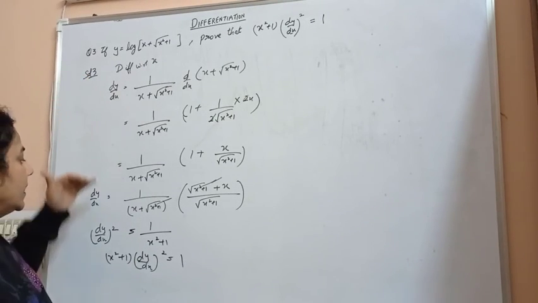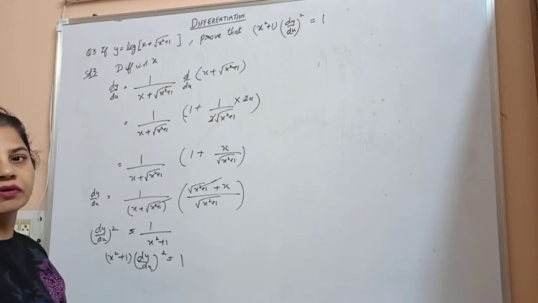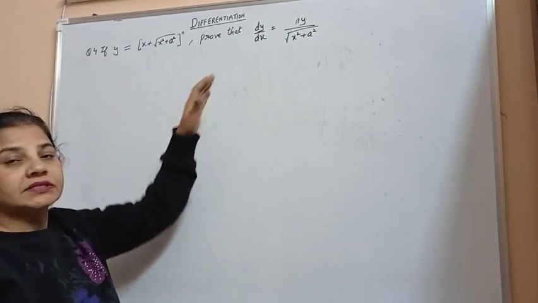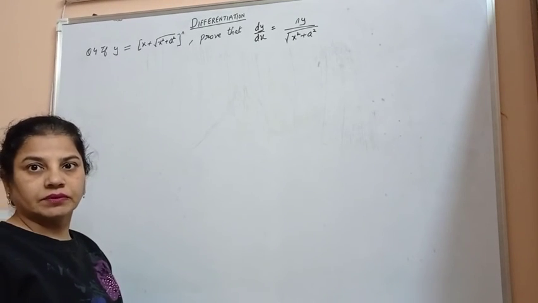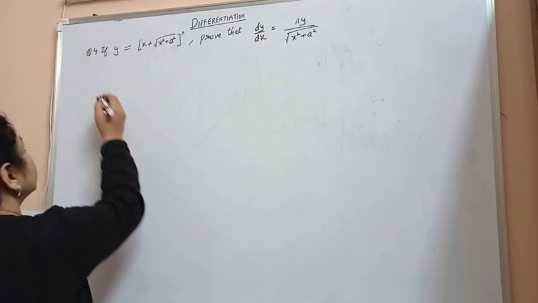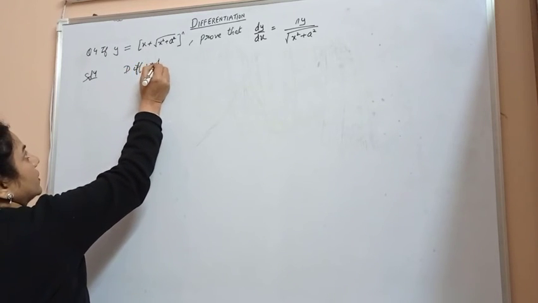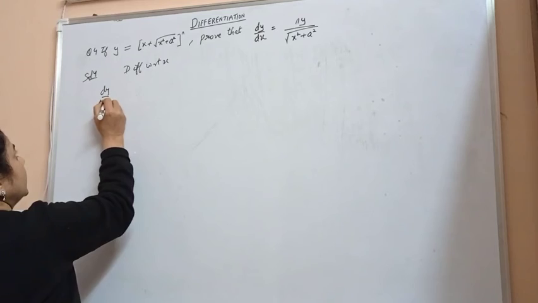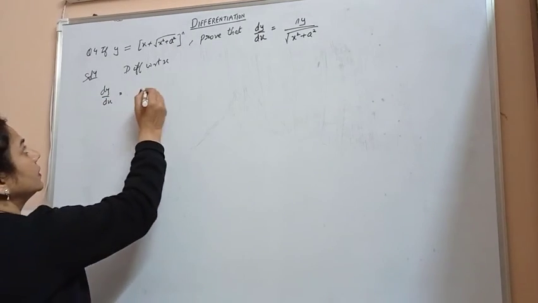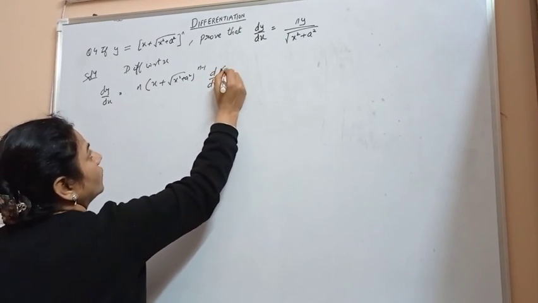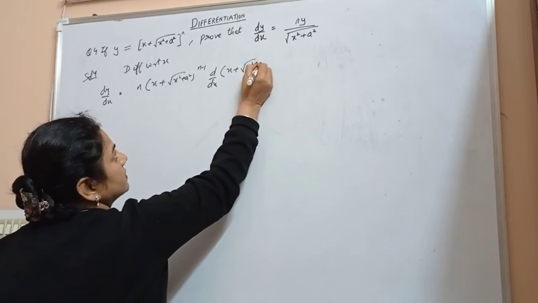When we differentiate this, we reach the result x square plus 1 dy by dx whole square is equal to 1. For this function, we have to prove that dy by dx is equal to ny upon under root x square plus a square. First of all, we find the derivative of the given function. Differentiate with respect to x. I get dy by dx, apply power formula, n x plus under root x square plus a square to the power n minus 1. Then chain rule, derivative of the bracket, d by dx of x plus under root x square plus a square.